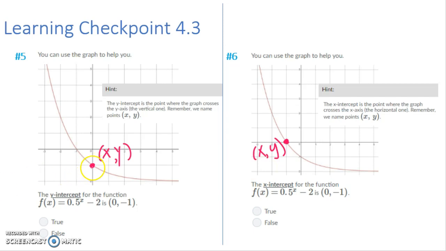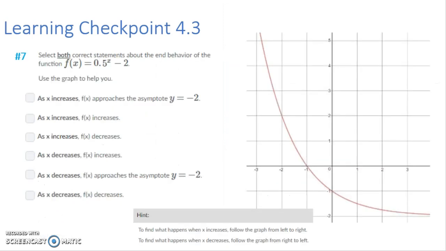And just a hint, they can't both be (0, -1). This point or this point. They're not both going to be the same. That's your hint. They will not both have the same answer.